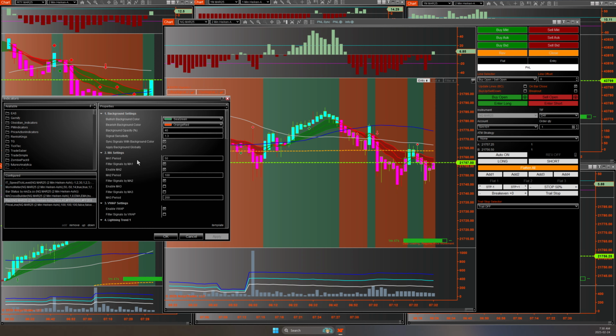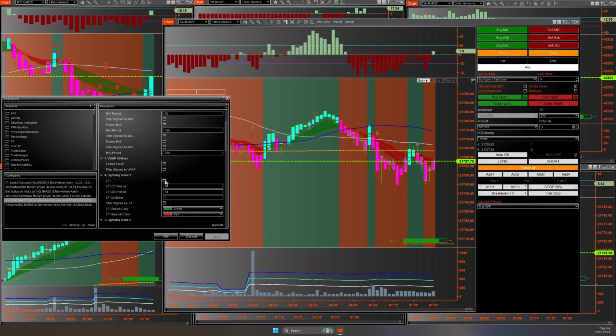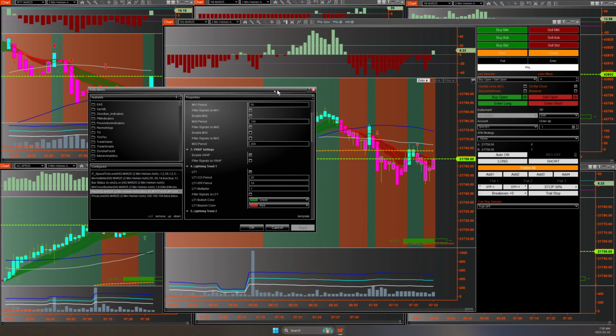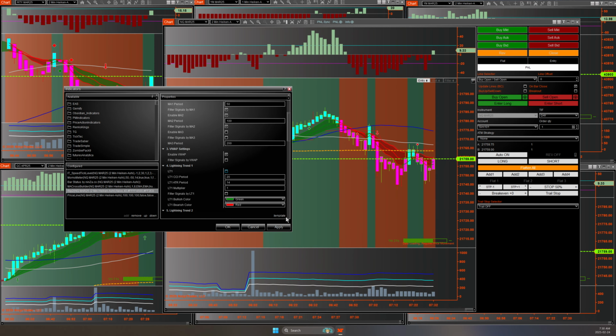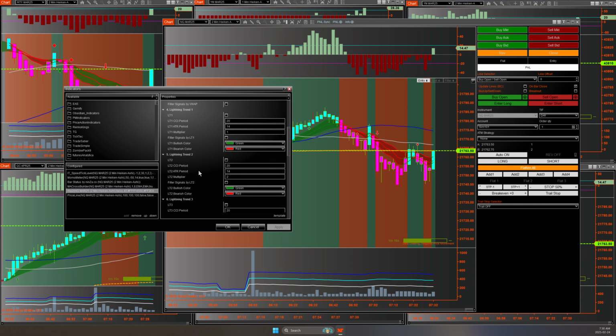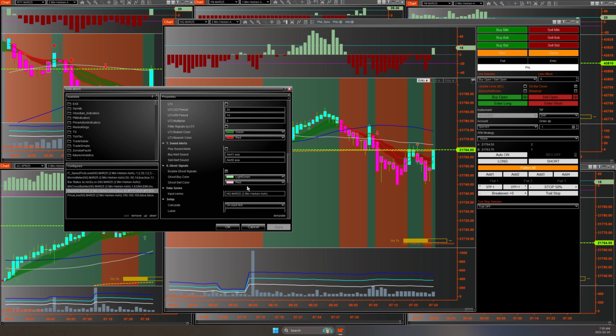So sync signals with background, moving average period 1, 2, and 3, and I can filter signals by moving average. I also got Lightning Trend, which is a moving average, but it includes ATR and CCI periods with a multiplier. So I can use that if I want. It's kind of like Magic Trend or Super Trend, if you ever heard of it. I have Lightning Trend 1, 2, and 3. I have sound alerts for the signals. And I also have ghost signals.